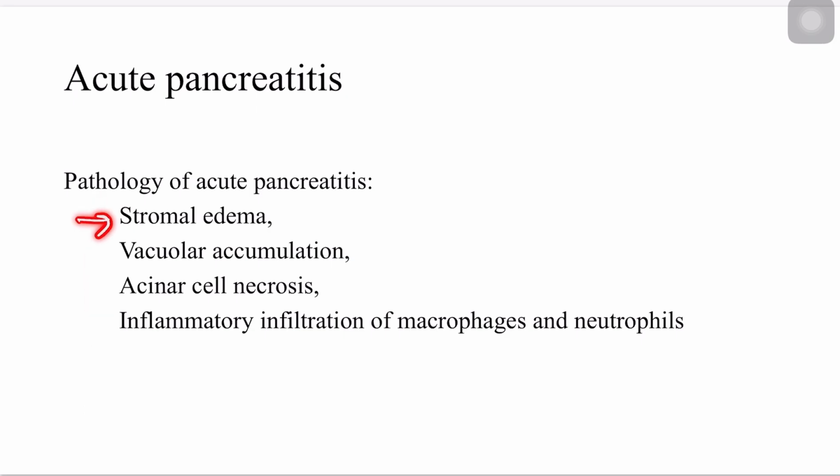The first one is stromal edema, vascular accumulation because of increased permeability in the vessels of the pancreas, acinar necrosis because of the enzyme effect and destruction of the cell by the enzyme, and also inflammatory infiltration of macrophages and neutrophils because of the attack here.